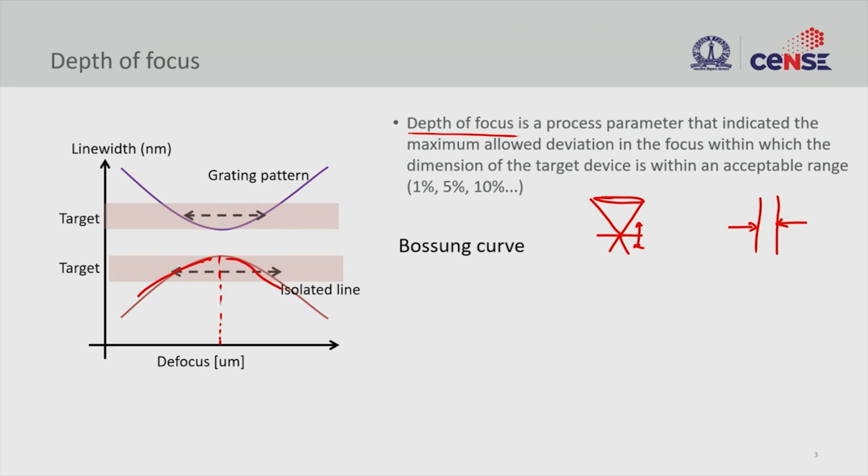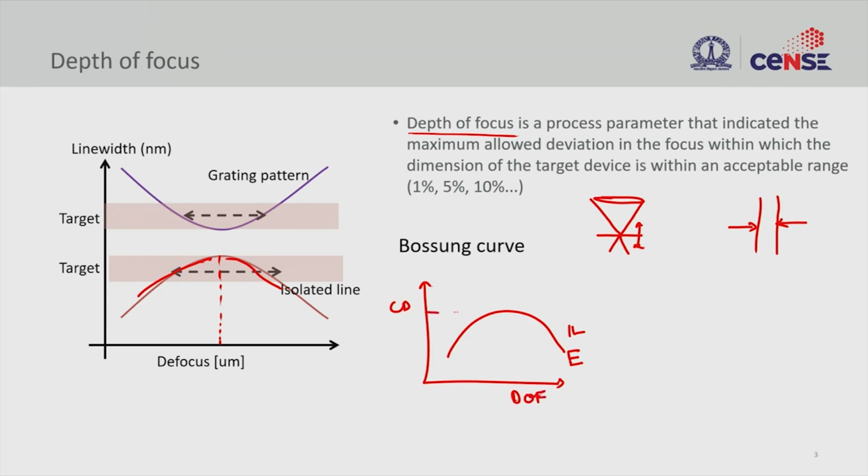So if I change the focus, obviously there is a change in the dimension, right. So let me draw this here. So I get something like this for an isolated line, right. IL is the isolated line for a certain energy E, right, and this is your CD and this is my depth of focus.